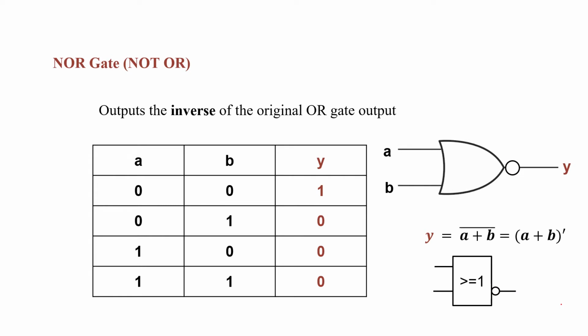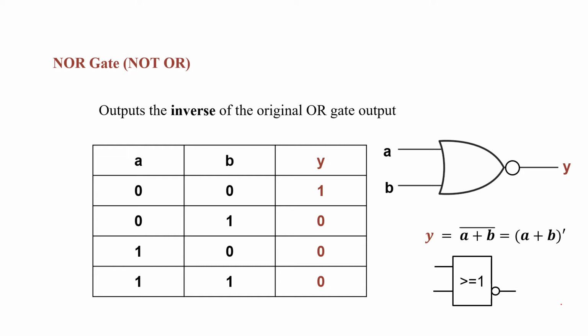The NOR gate is short for not OR, and the output is simply the inverse of the OR gate output. Here you see the truth table of the NOR gate. It's exactly like the OR gate truth table, but the opposite. So whatever value you see at the output of the OR gate, you invert it, and that will give you the output of the NOR gate.